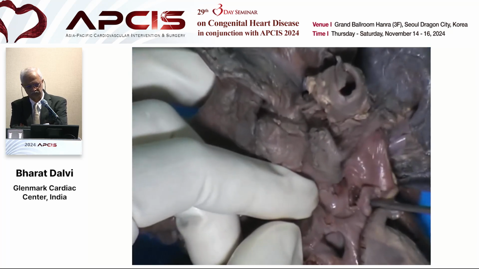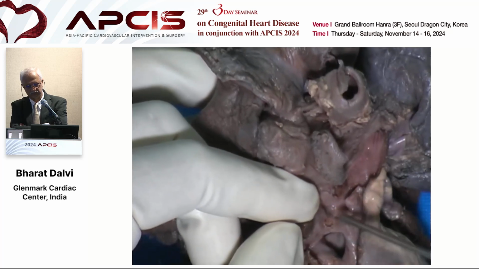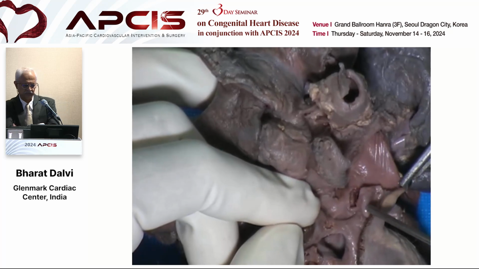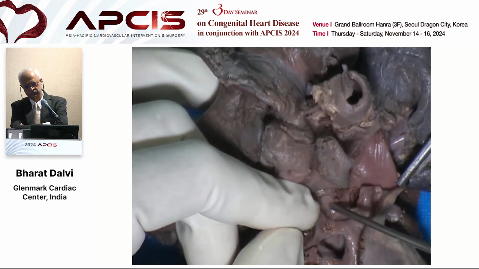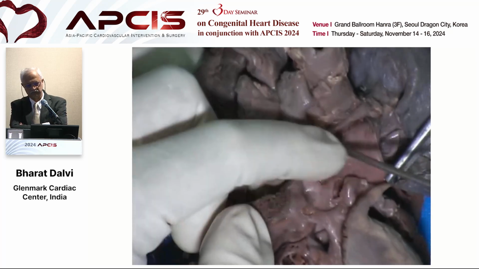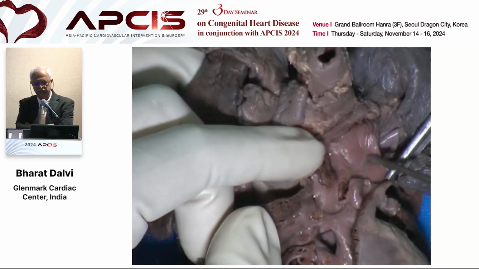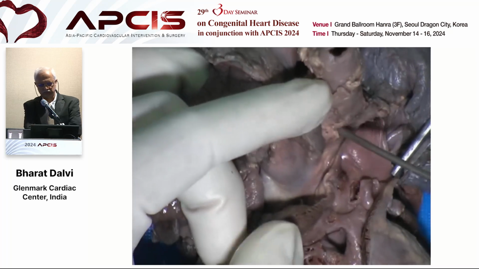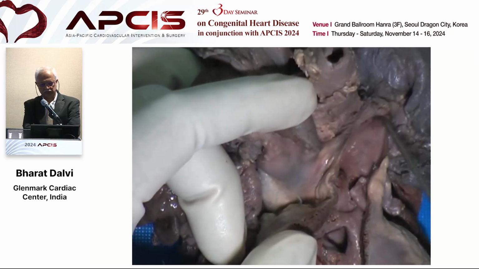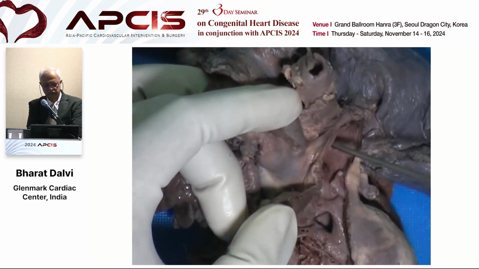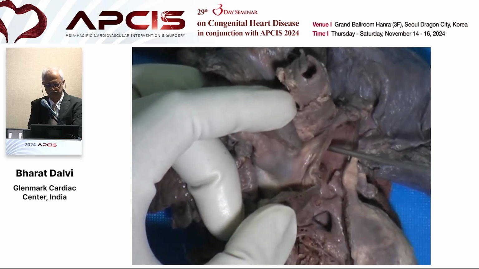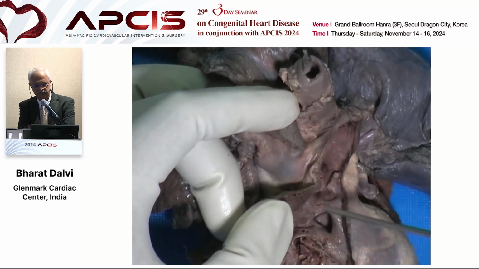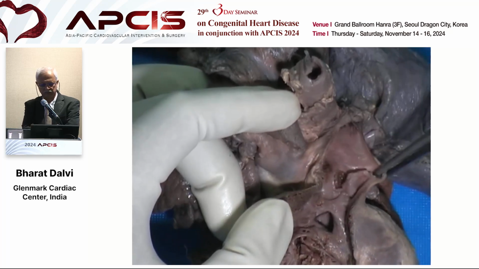The pulmonary valve is not well formed, almost absent, excepting for a tiny little nubbin here. The rest of the pulmonary valve is absent, and you can see it is characterized by significant dilatation of the main pulmonary artery as well as its branches, one going this way is the left pulmonary artery, and the other one which is going this way is the right pulmonary artery. So this is a case of tetralogy of Fallot with absent pulmonary valve.